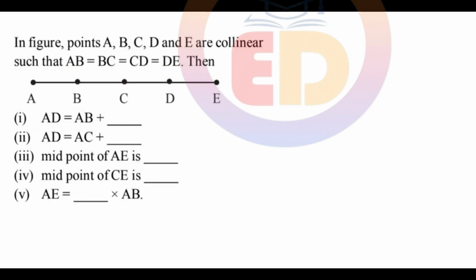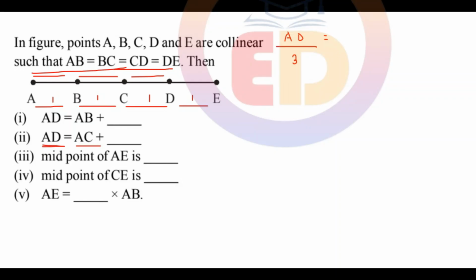The second question they're asking: AD is equal to AC plus what? For the sake of solving, we have taken each segment as 1 unit. So AB is 1 unit, BC is 1 unit, CD is 1 unit, and DE is also 1 unit. In the question they are asking AD. Now if I go from A to D, we see that the total is 1 plus 1 plus 1, total 3 units. Because AD is AB plus BC plus CD, 3 units.